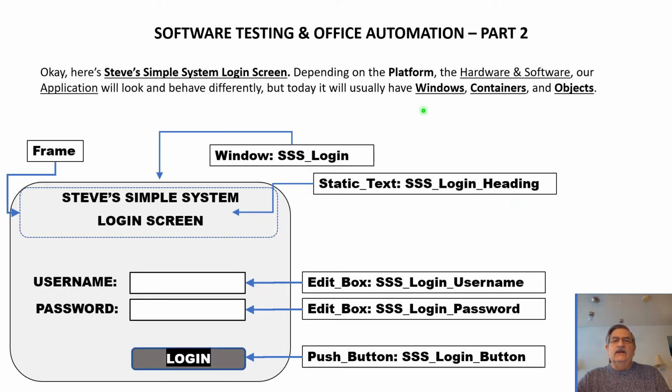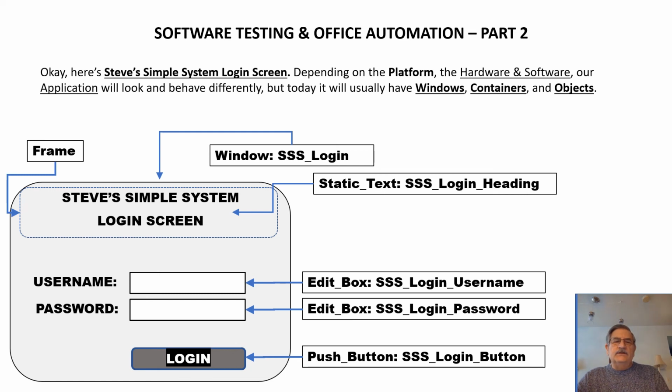Now, like I said, depending on the platform, which is the hardware and software of your application, there's different things. There's windows, there's some containers, and there's objects all over the place. So here's the simple little login window. There's some things that are invisible that you can't really see. One of them is a frame here. It's pretty hard to know it's there unless you're the coder or you have testing software that will tell you that it's there.